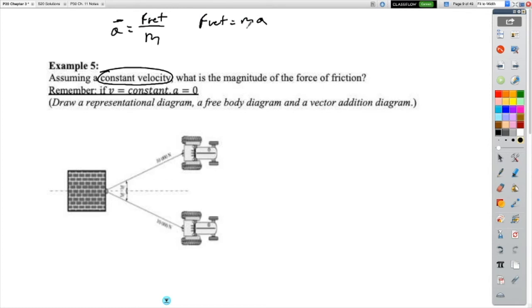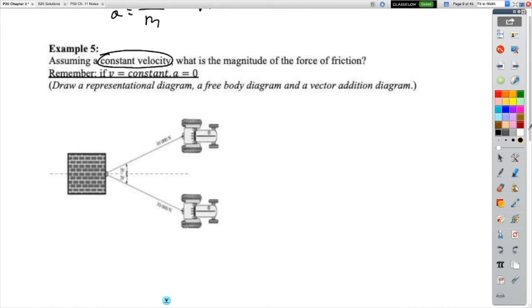Okay. So assuming a constant velocity, what is the magnitude of the force of friction? Okay, looking at this image here. Sorry, the numbers aren't great on my screen. I can see them on my paper. Hopefully you can as well. By the way, we're on page 9 here in case you're flipping through the book trying to find where we're at. Okay, so remember, if v is constant, acceleration is 0, and if acceleration is 0, therefore F net equals 0.